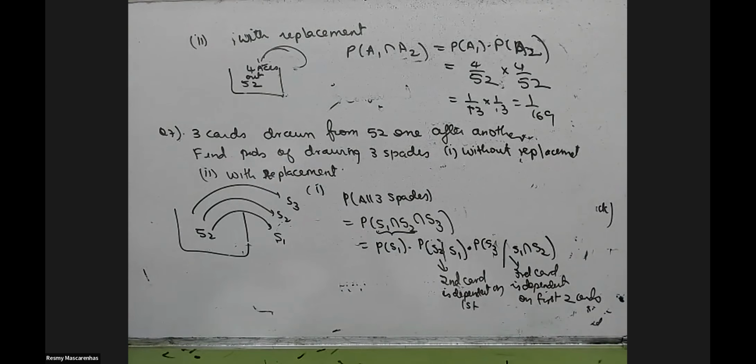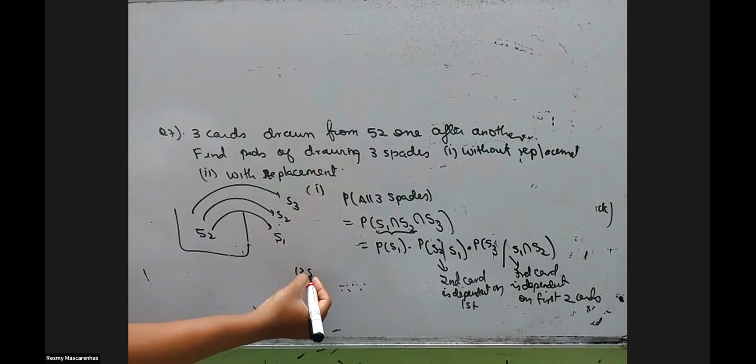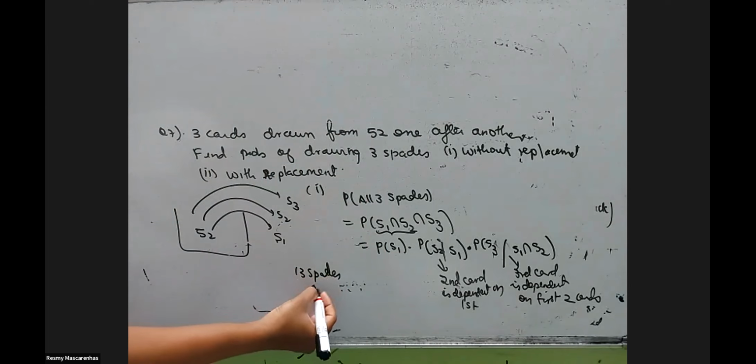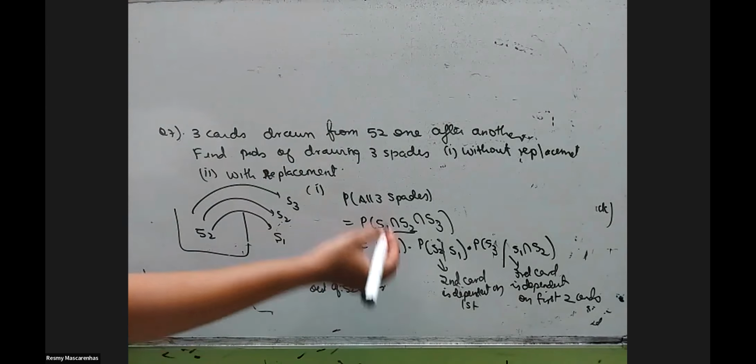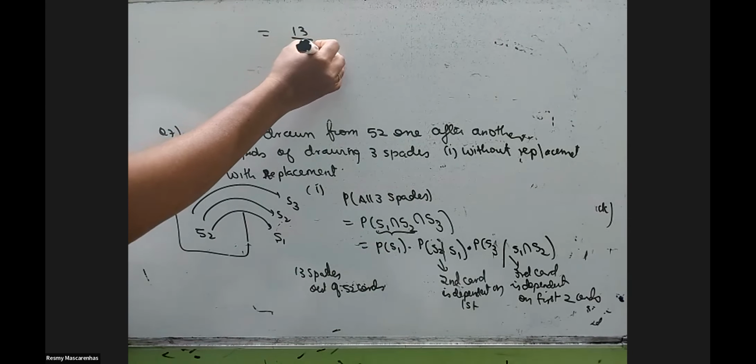I want the first card to be spade, second card to be spade, third card to be spade. The first one is not dependent on anyone because when you're starting, you have all the options there. So when you start, how many spades are there? There are always 13 spades out of 52 cards. So the first time you pick up, you have 13 options out of 52.